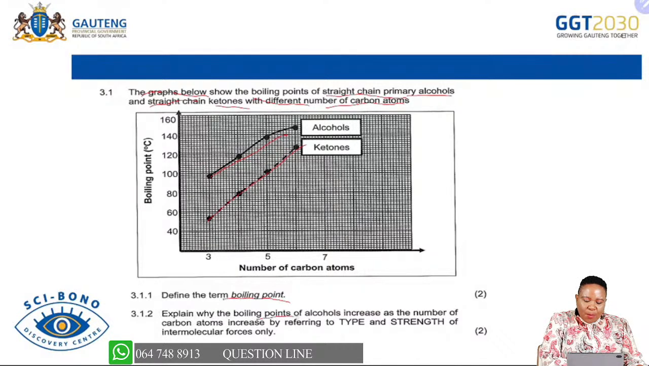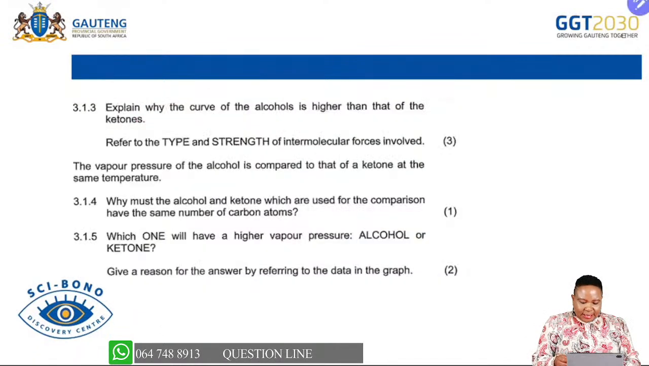Explain why the boiling points of alcohols increase as the number of carbon atoms increases, by referring to the type and the strength of the intermolecular forces, which is 2 marks. We know that the type of intermolecular forces of alcohols is hydrogen bonds. So the longer the chain, the stronger the hydrogen bonds of the alcohol, because the longer the chain, the stronger the intermolecular forces. So what they will be comparing here is the chain length, because we are referring to the same homologous series.